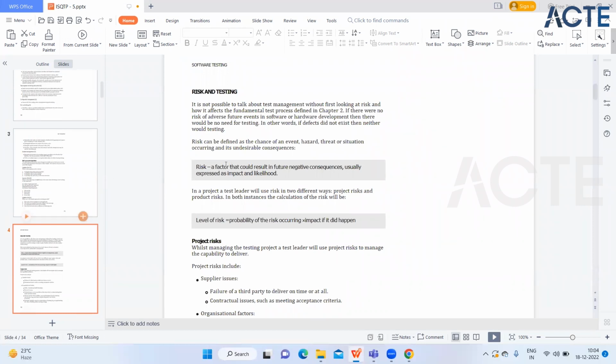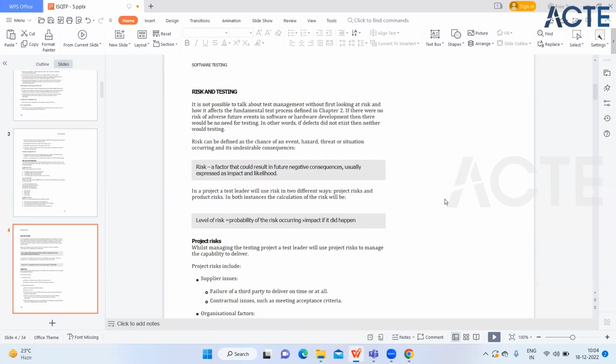Actually, we have to learn about risk and testing. It is not possible to talk about test management without first looking at risk and how it affects the fundamental test process defined in chapter 2. If there were no risk of adverse future events in software or hardware development, then there would be no need for testing. In other words, if defects did not exist, then neither would testing.